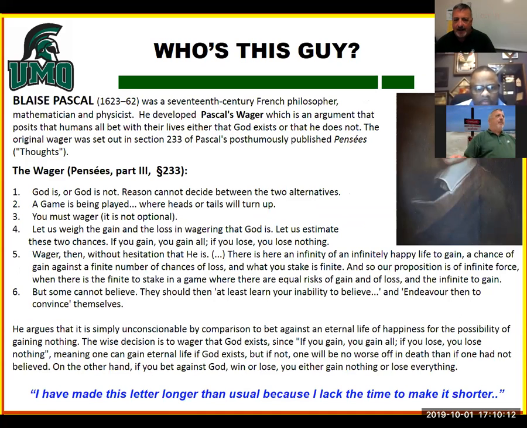It's a gentleman by the name of Blaise Pascal. He lived in the 1600s. He didn't live very long. Of course, in those days, reaching the age of 40, you were considered a very old man, I guess. But he was a French philosopher, mathematician, physicist. He developed something called Pascal's wager that I think is very instructive.